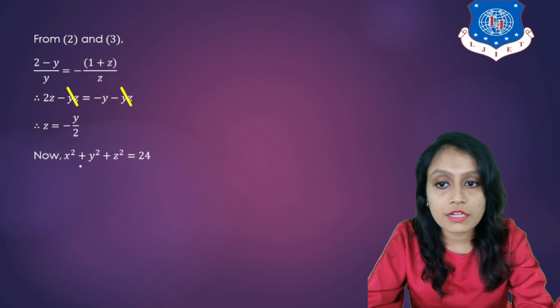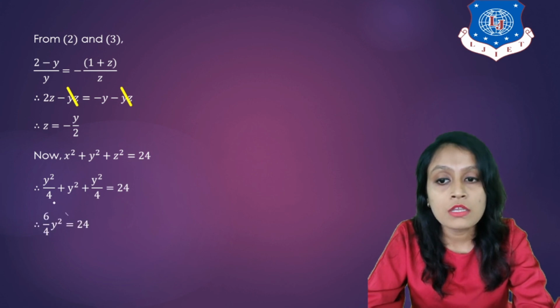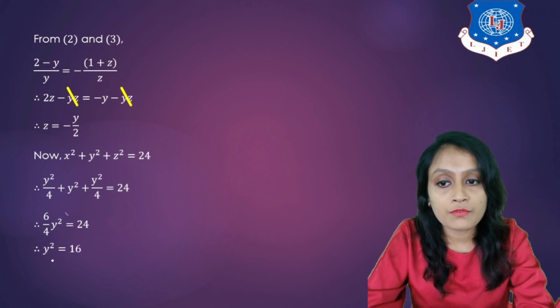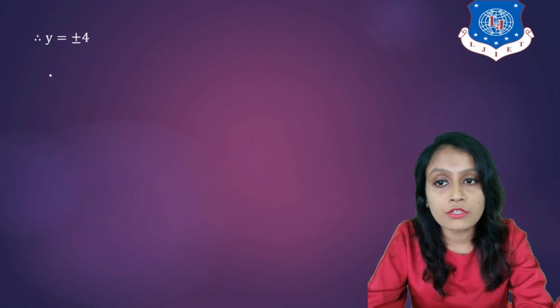Now we have this constraint, that is x square plus y square plus z square is equal to 24. Now we have to convert everything in the form of y. So in place of x we will write y by 2. So here we have y square by 4 plus y square as it is, plus, from here z is equal to minus y by 2, so you will get plus y square by 4 is equal to 24. Simplify this. So you will get 6y square upon 4 is equal to 24. So from this you will get y square is equal to 16, and therefore y is equal to plus or minus 4.